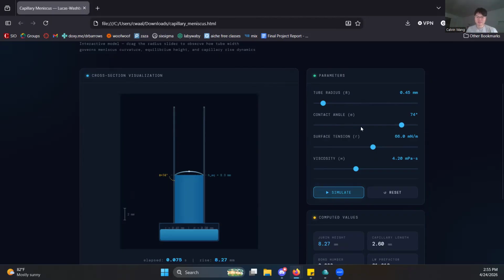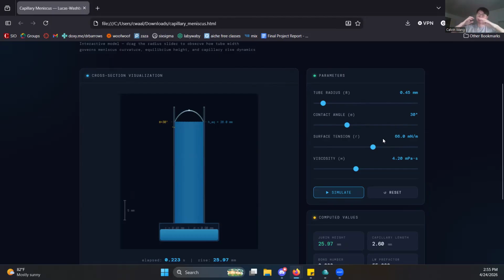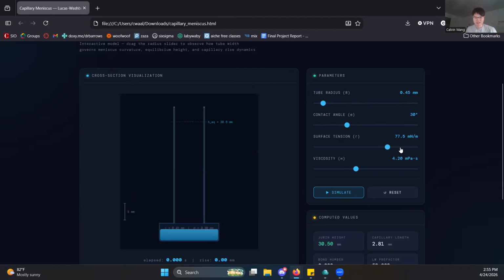Our surface tension has a similar idea. This is where you would change surface tension by adding surfactants. Surfactants have a hydrophilic head and a hydrophobic tail, and they adhere to the air-water interface and lower the surface tension until you hit your CMC concentration. That's something else. So when you increase your surface tension, let's see what happens.